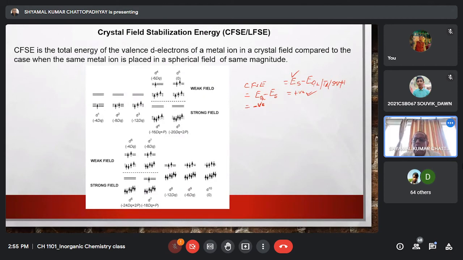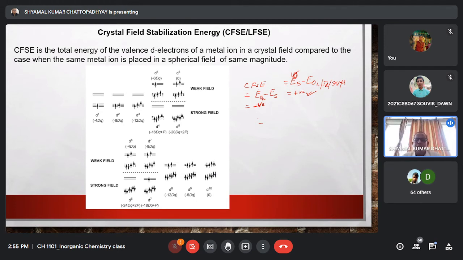What is the stabilization with respect to the spherical field? You find out the energy of the system, and the spherical field energy can be considered arbitrarily as zero. So you consider, with respect to the spherical field, what is the energy of the system in the presence of the octahedral or tetrahedral or square planar field, and then take the negative of that, and that will be your CFSE.